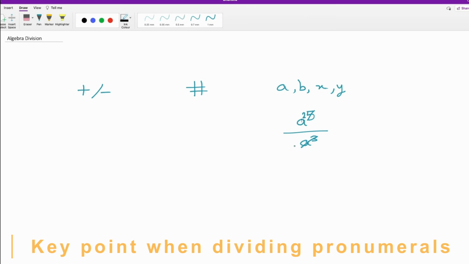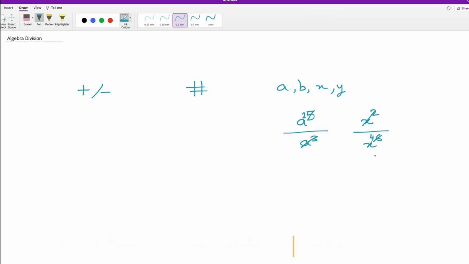And this also changes if you've got the larger power on the denominator. So for example, let's just say we have x to the power of 2 over x to the power of 6. You can see here that the larger power is on the denominator. And here you would just be taking away this 2 from this 6. So 6 minus 2, that would give you an answer of 4 as the power.